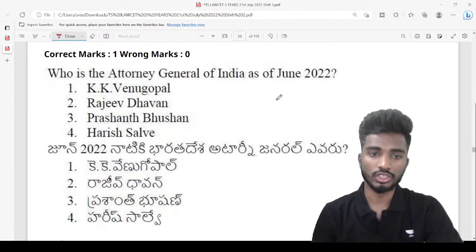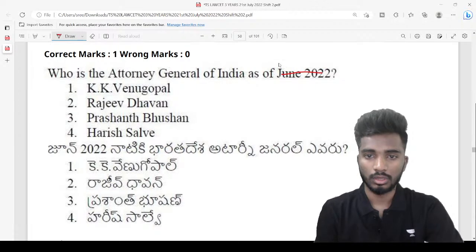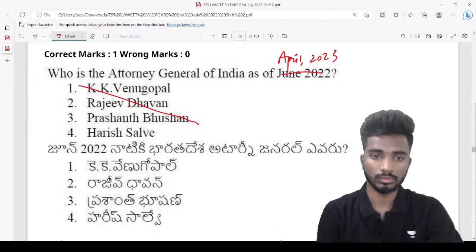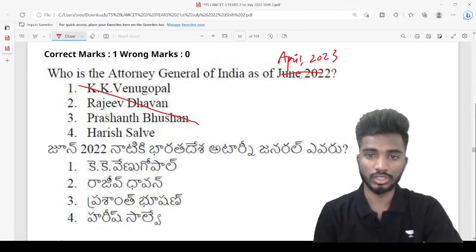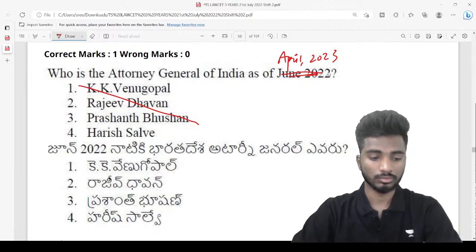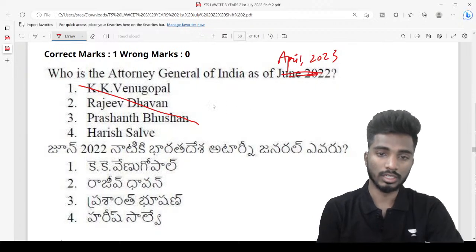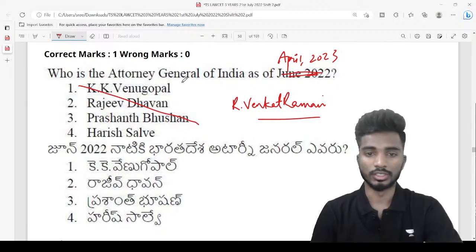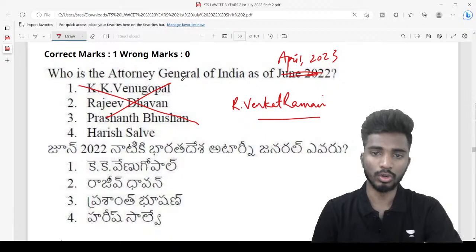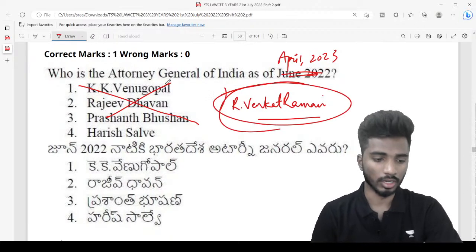Who is the Attorney General of India as of April 2023? Write it down in the chat window. What do you think? Who is the present Attorney General of India? Very quickly, guys. Very good, Alpha. The answer is R. Venkataramani. He hails from Tamil Nadu, and he is the present Attorney General of India. Just take a note of this in your book. Last year they asked you this question, so this year they might ask you the most recent one, right? Next.